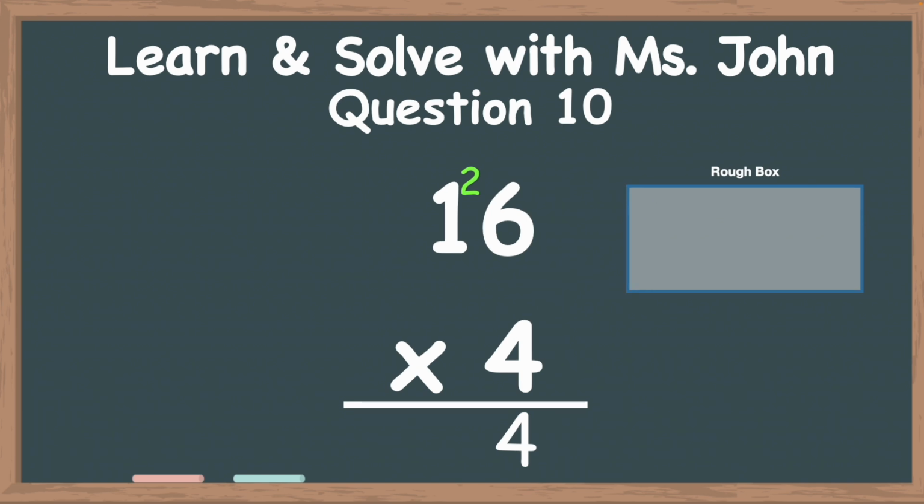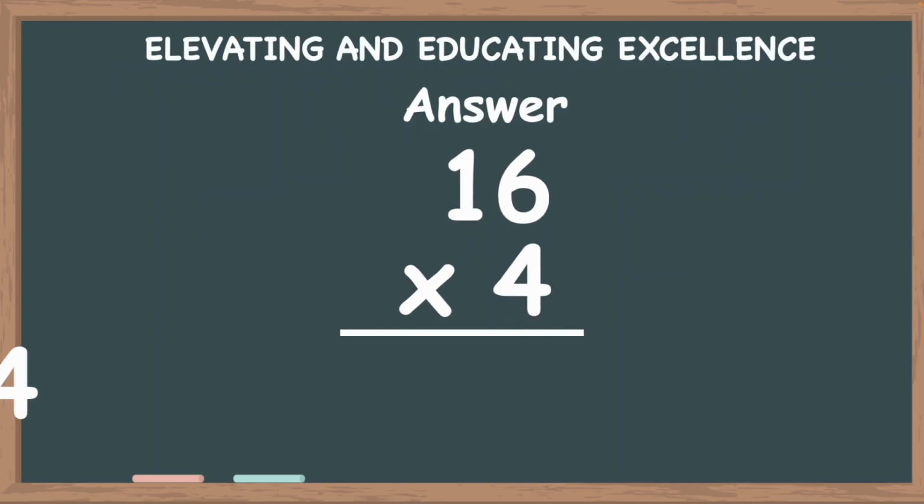Now we're going to multiply 4 times 1. In this new rough box, we're going to write 4 times 1, which equals 4. Then we'll take the number we carried, the 2, and add it to the answer 4. Now we're going to add 4 plus 2. 4 plus 2 equals 6. Now we're going to write 6 in the tens column of the answer section. Therefore, 16 times 4 equals 64.